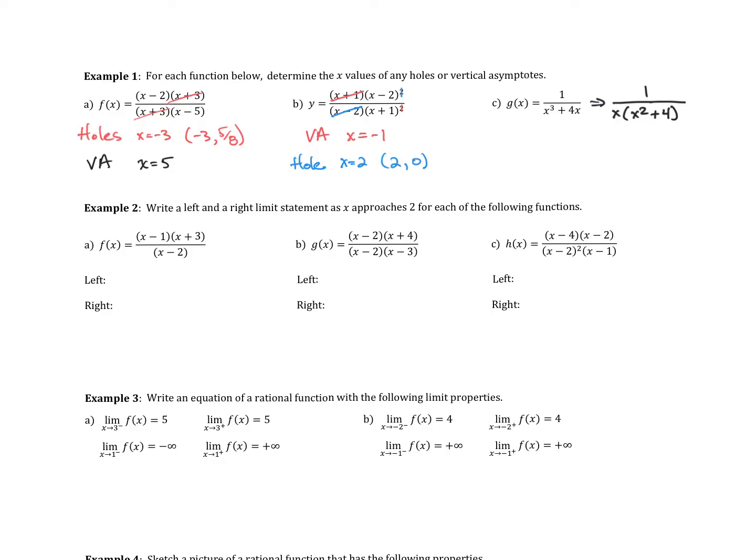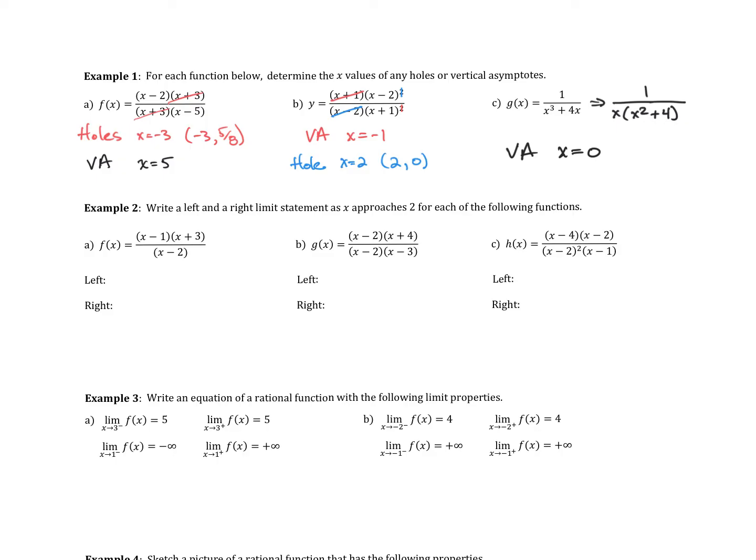So does this one have any holes? Did anything cancel out? No. Does it have any vertical asymptotes? Will I ever get a number over 0 with any x values? Yes. Can I set this part equal to 0? Yeah. What do I get? I get 0. So I get a vertical asymptote at x equals 0.